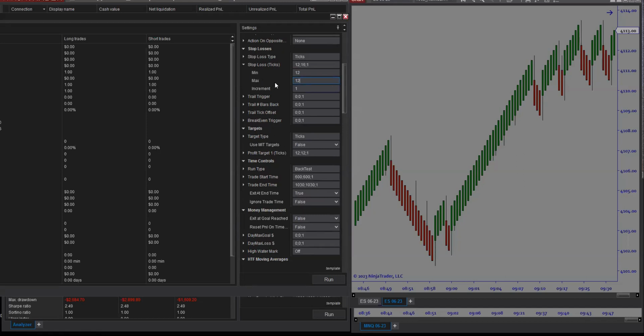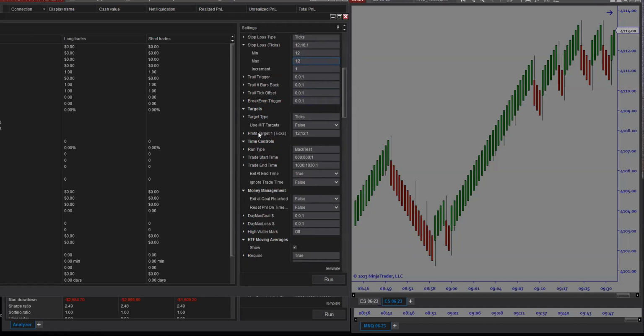So let's go to targets. I'm not going to worry about trailing stops, and I'm not going to worry about any of that stuff right now. What I want to do is just look at targets, okay?